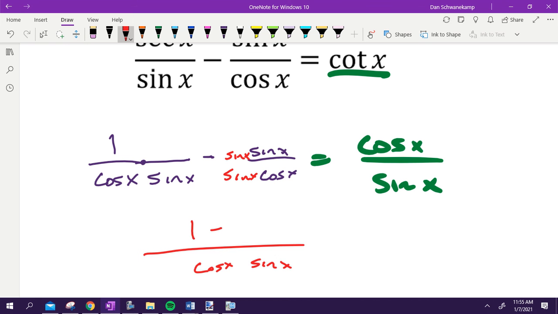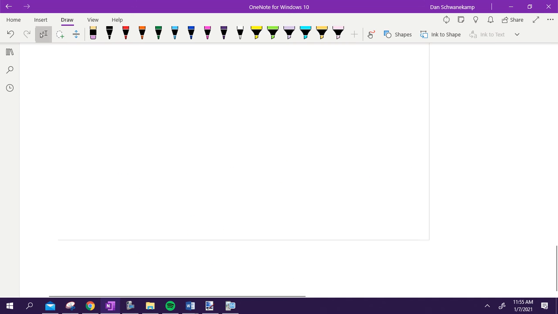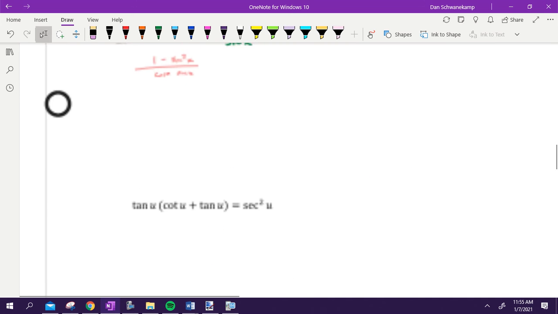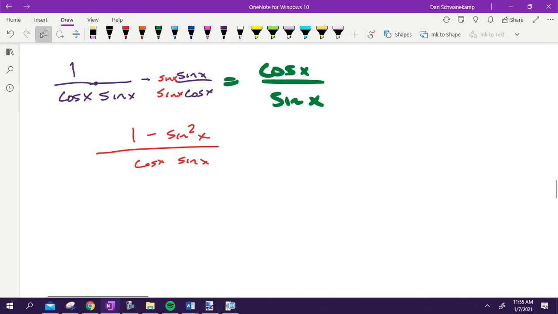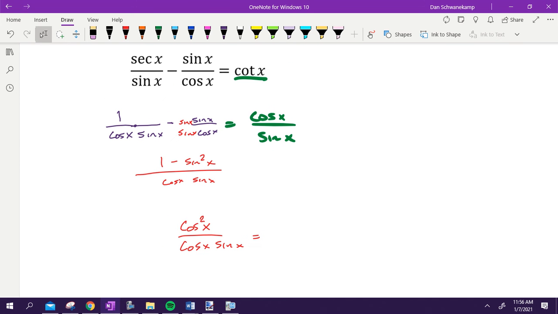The top is 1 minus sine squared. Anything we can do with 1 minus sine squared? Cosine squared. Pythagorean identity. 1 minus sine squared is cosine squared. Then what? Cancel out a cosine. I got 1 on top, 1 on bottom. I get cosine over sine is equal to cosine over sine, QED.